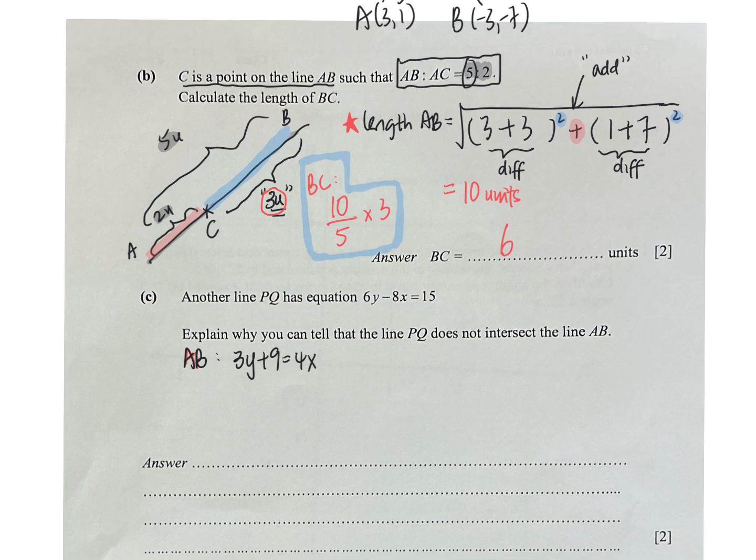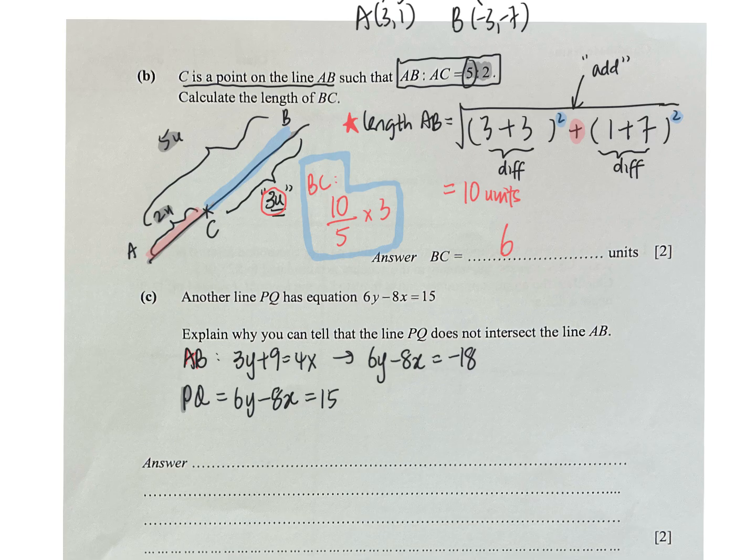Okay, next one is another line. PQ has this equation. They ask you why you can tell that PQ doesn't intersect AB. So some of you say, if I put these two together, 6y minus 8x equals 15. Then you make this 6y, something like that. Then you say 15 and minus 18 is not the same, so they don't intersect.